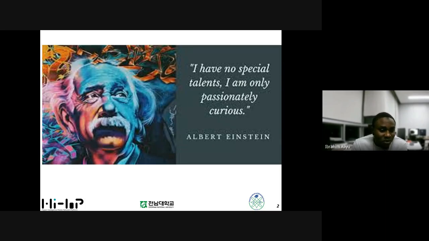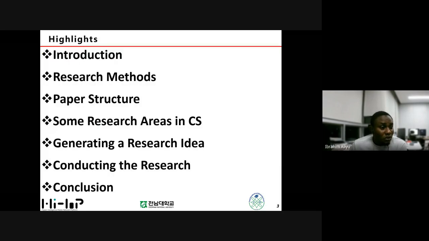So the question now is, how do you generate this curiosity? How do you translate it into research, into questions, answer the questions, and make sure your curiosity can benefit the general populace? In light of that, I will try to give you some basics about research methods, how a paper is structured, and some areas in computer science. Then I will give you a practical explanation of how I was able to generate an idea. But note that everyone has his own way of getting it. And then I shall take you through a little bit about conducting the research.